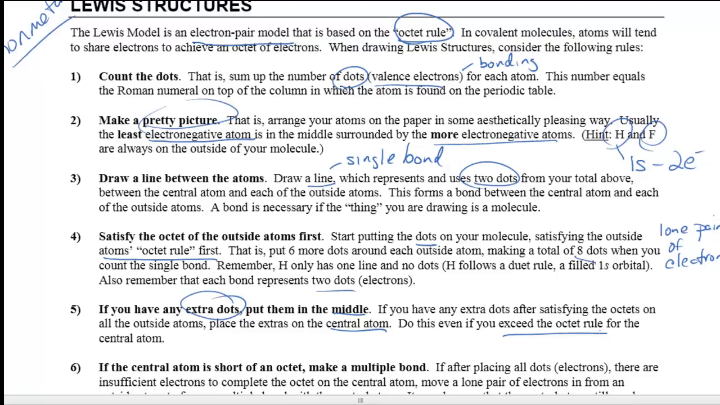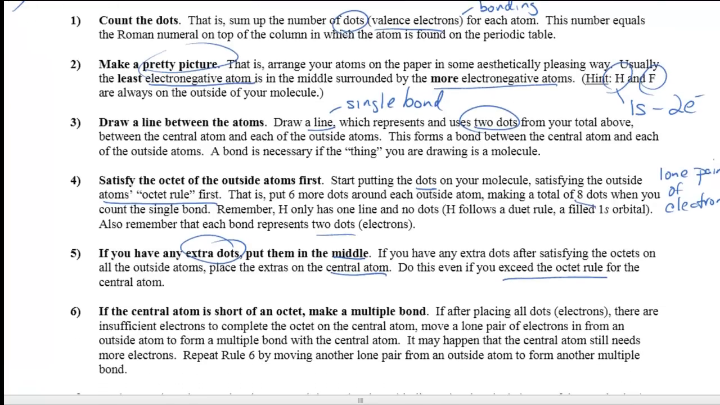Now, sometimes we might end up placing all the electrons and the central atom might still end up short of an octet. And that's when we're going to have to make a multiple bond. By multiple bond, we mean potentially a double bond, maybe even a triple bond. It depends on how short that central atom is of electrons. And maybe we might have to make 2 double bonds depending on the molecule.